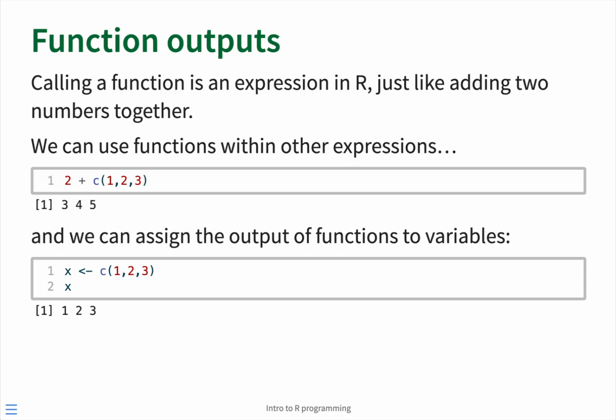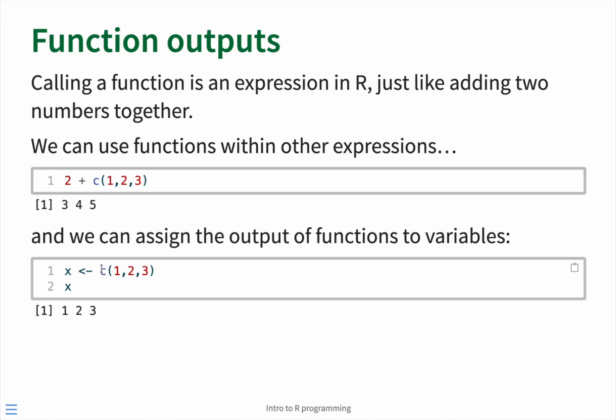So calling a function is an expression in R, in the same way that adding two numbers together, like 2 plus 2, was also an expression. And we can combine expressions into bigger expressions. So for example, instead of doing 2 plus 2, we could say 2 plus a vector, right? The function c creates the vector. This is an expression in and of itself, and then we embed it essentially into this larger expression of 2 plus the vector, in which case 2 gets added to each of these numbers, giving us a new vector of 3 numbers as the output.